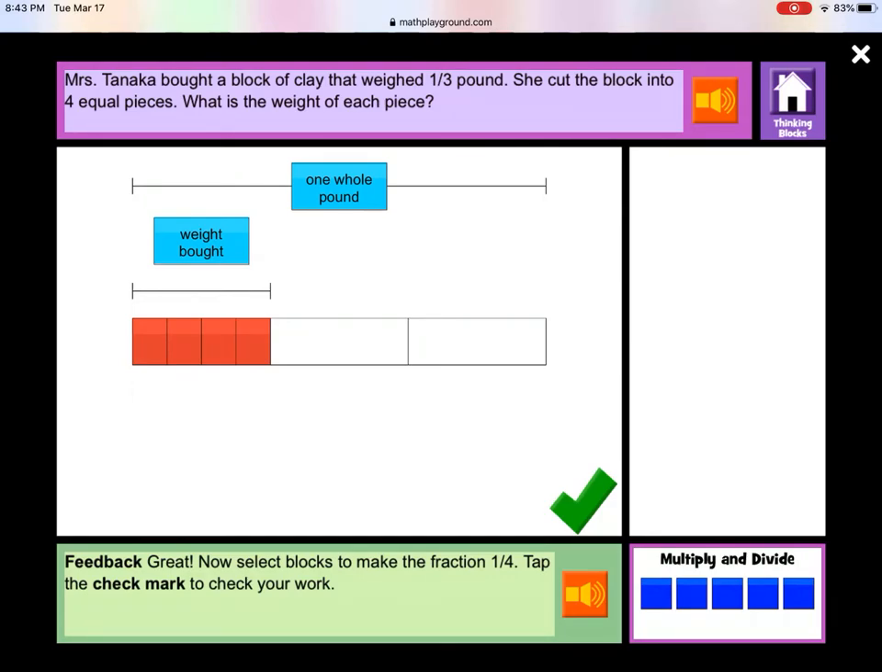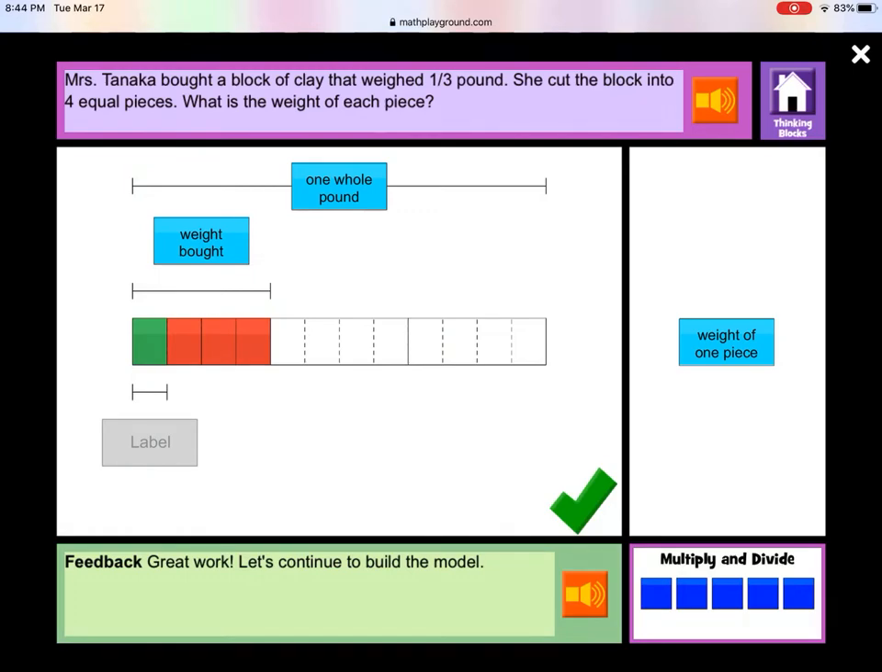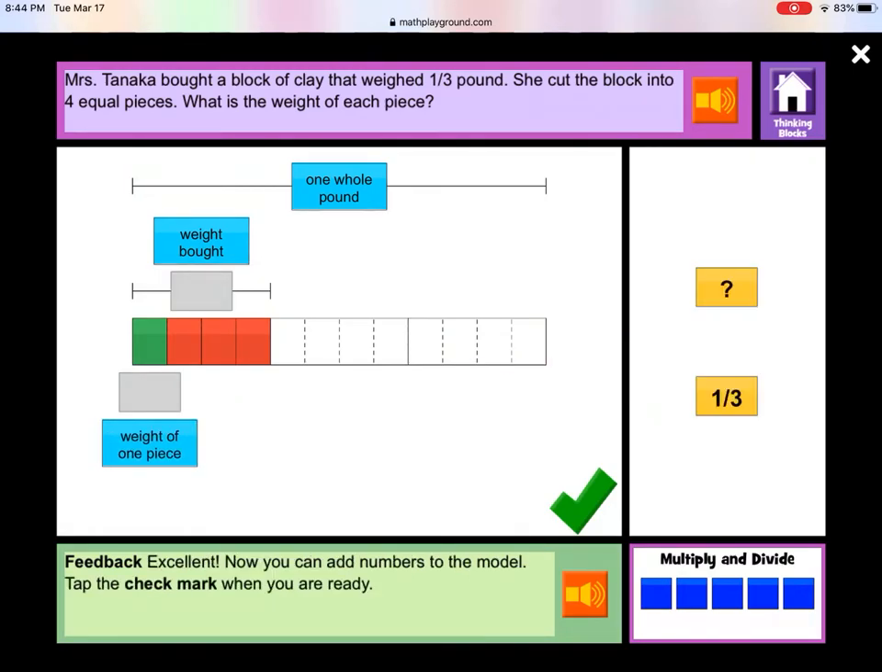And then we want to see what the weight of each piece is. So I want the weight of one of the 4 pieces. So I'll highlight one of the boxes, fill in the label. I want the weight of 1 piece. I know that the weight that she bought, I had 1/3 of a pound, and I'm looking for one of her 4 pieces.